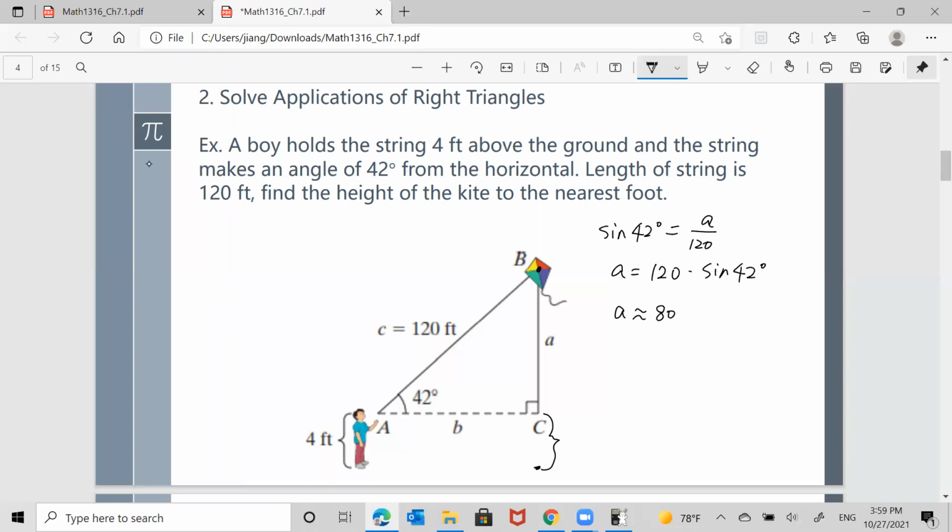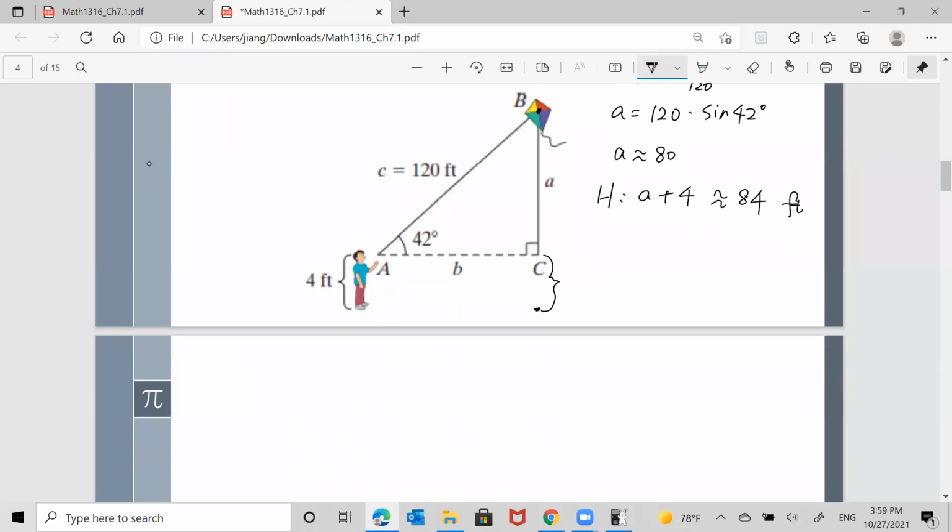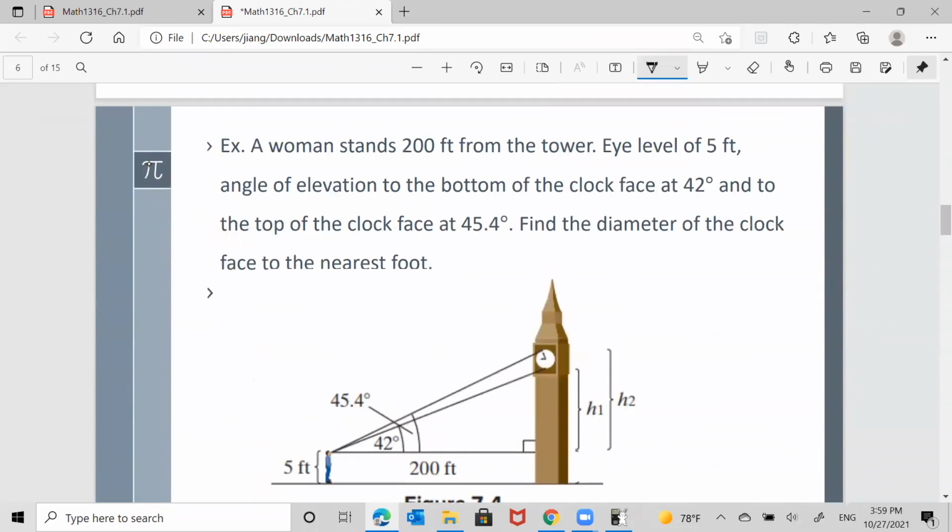And the height of the kite is from B to the bottom. Use H to represent the height, which equals A plus 4. That's about 84 feet. So that's the solution of this one. Let's move on to see this one.